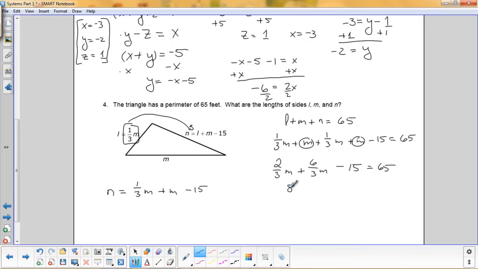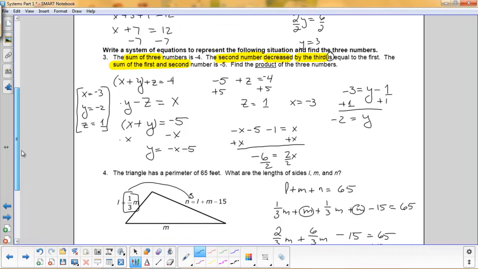Then I combine these like terms, 8/3 m equals, I'm going to add the 15 to the other side here, equals 80. Multiplying by the reciprocal, we don't divide fractions, multiplying by the reciprocal gives me 10 times 3, which is 30. So m equals 30, L equals 10, and N equals 25. I simply found those by plugging them back in again. Let's go back up here and finish this problem.